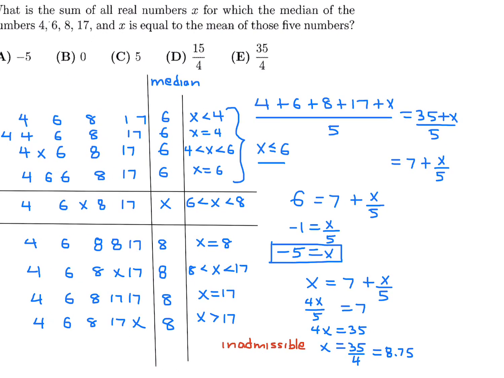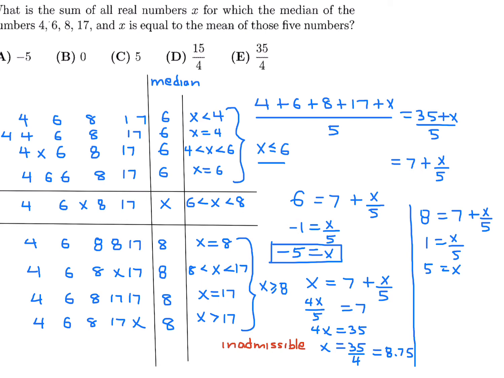And that next one is when the median is 8. So that means 8 is equal to (7 plus x) over 5. So that means 1 is equal to x over 5, and therefore x is equal to 5. Now, in this part of the table, x was greater than or equal to 8, and x equals 5 is not greater than or equal to 8. So again, we have something that's inadmissible. So it looks like the only admissible one was this guy.